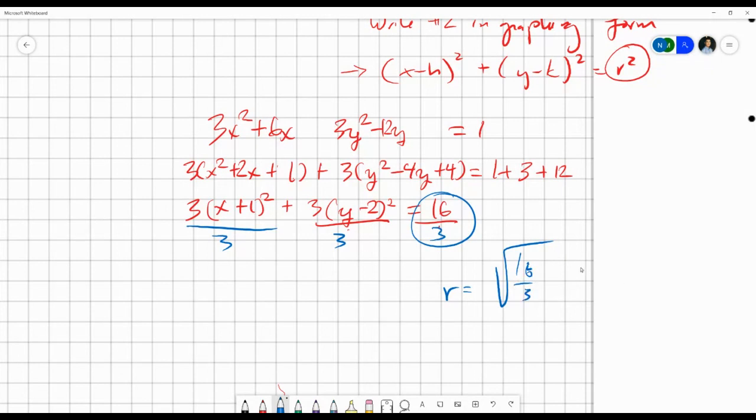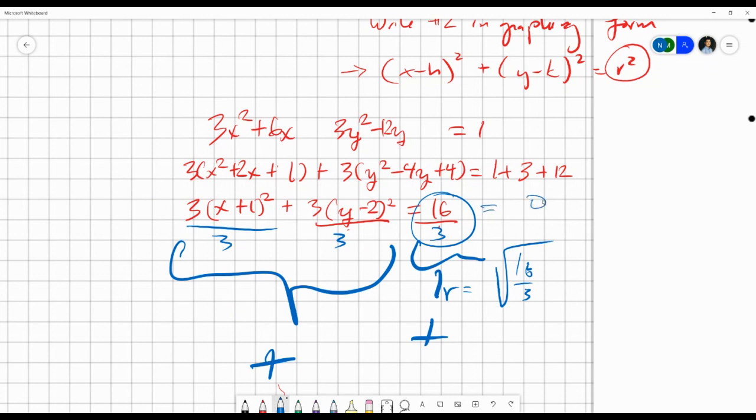Okay. And then at this circular form, we know that this side is positive and this side is also positive, and therefore there has to be a graph. Yeah, it's going to be a circle. Yes, sir. So if this is equal to 0, then you have a point. If this here is negative, then you have no solution. Okay.